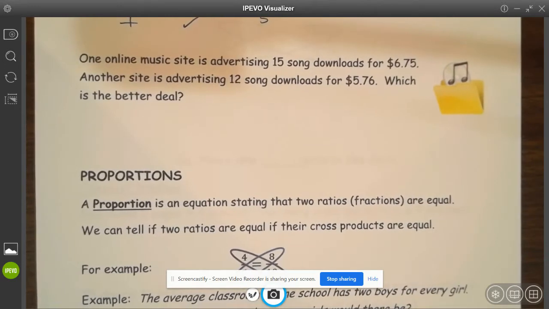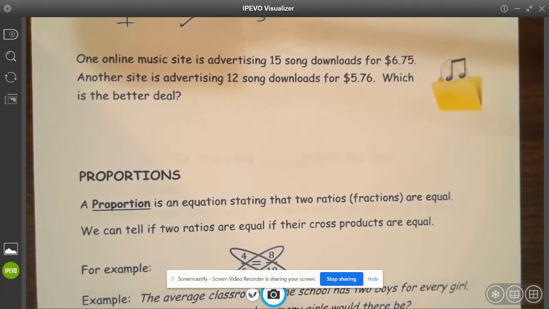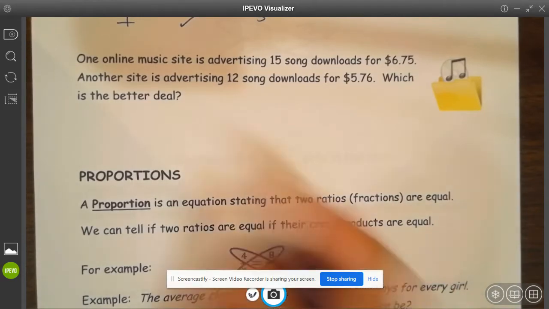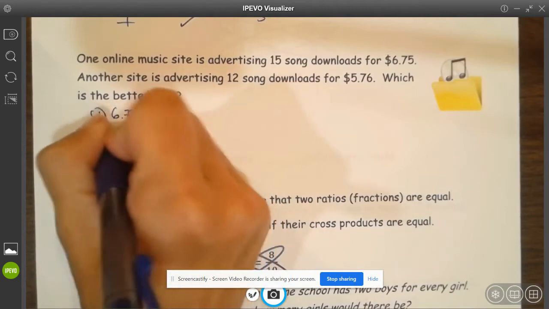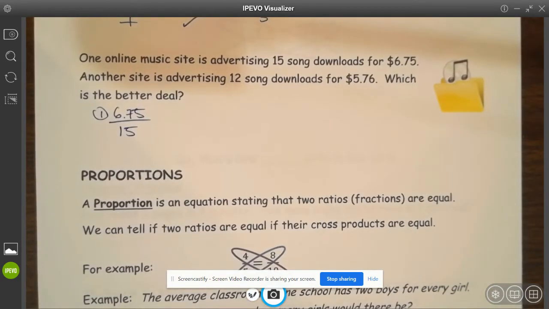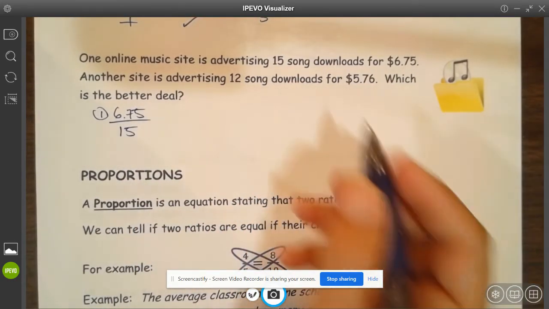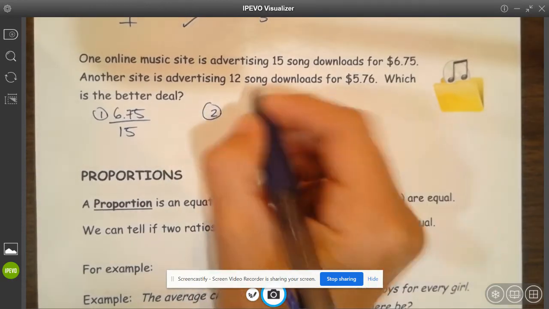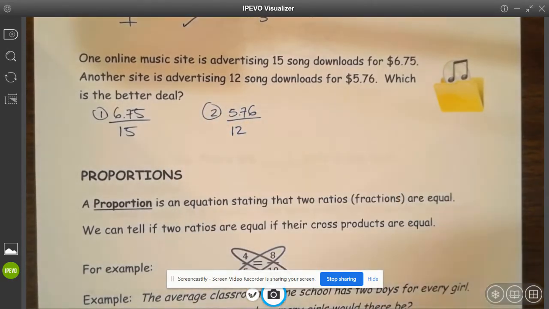So one online music site is advertising 15 song downloads for $6.75. So that is, on the first one, it's $6.75 over 15. And the second one is 12 song downloads for $5.76. So that's the second one. It would be $5.76 over 12 songs. And then you divide. Which one is the better deal?